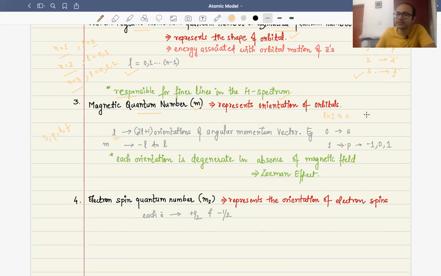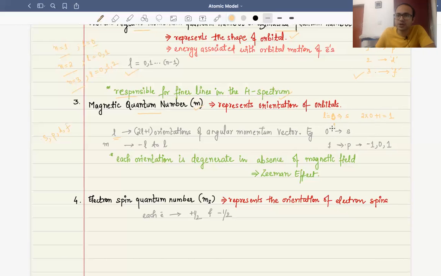So how many orientations are possible for an s orbital? If you want to calculate, it will be nothing but 2 into what is the value? This is 0. L is equal to 0 means s orbital. So 2 into 0 plus 1. So how many orientations are possible for an s orbital? Only 1, because s is not a directional orbital. It is spherical in shape. So when the orbital is spherical in shape, obviously it won't have any kind of direction.